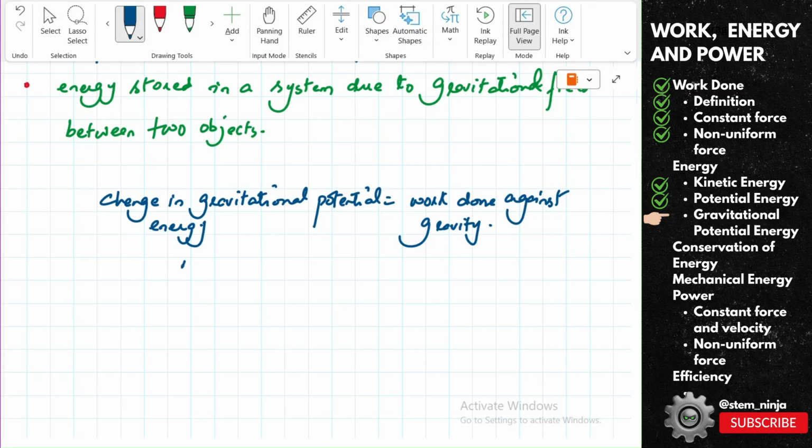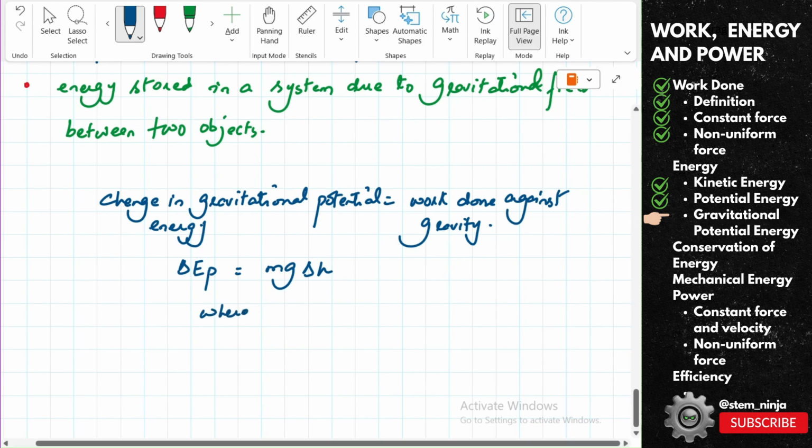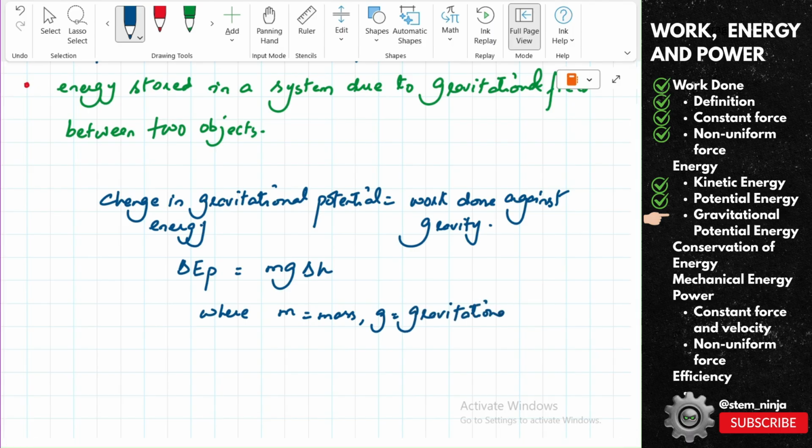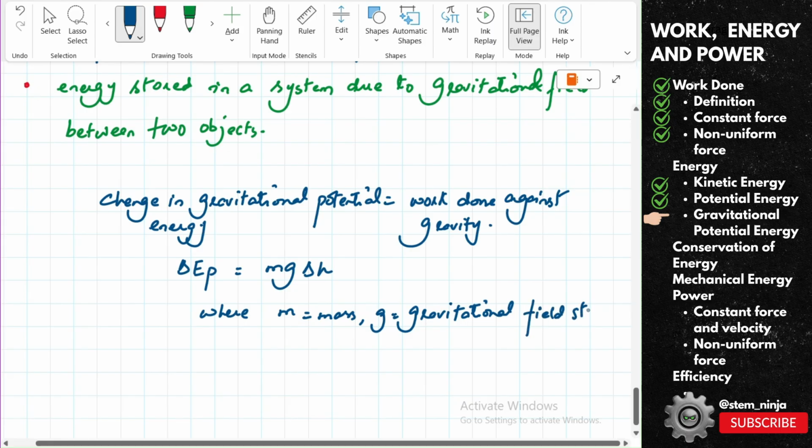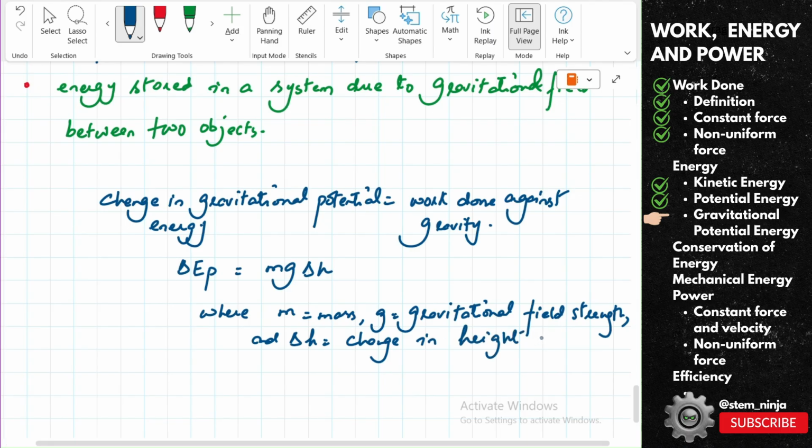Okay, so another way. That means the change in gravitational potential energy actually stems from mg delta h, where m is mass, g is the gravitational field strength, together they combine to become weight, and delta h is the change in height in the gravitational field.